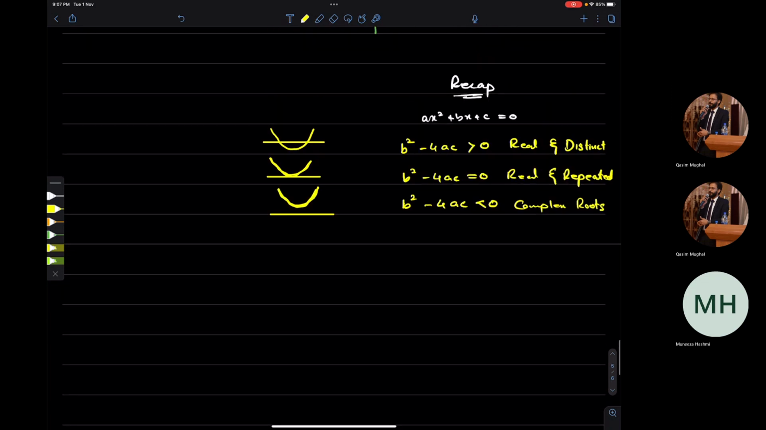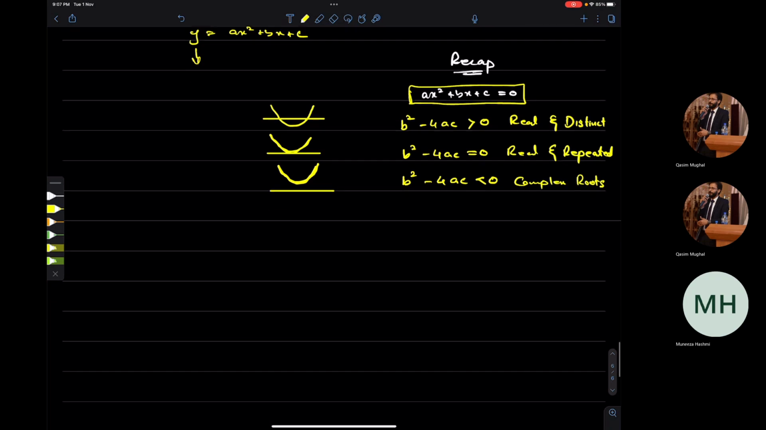So this was just a recap of the quadratic equation, where you have y equals ax squared plus bx plus c, and then you put y as 0 and solve. Putting y as 0 means you're finding the solution on the x-axis.